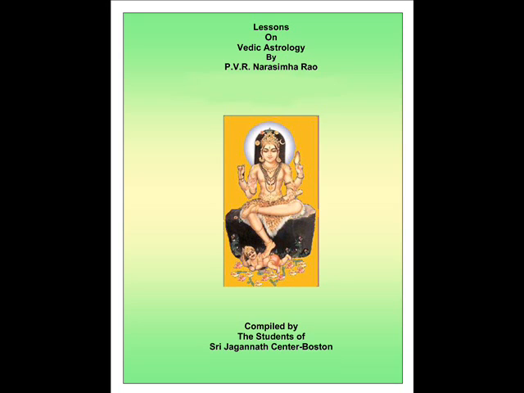What is Cancer? Moon. I know. What I meant is Cancer is a Chara Rashi, right? Movable. So it represents mass bodies of water which keep moving. Pisces is Dvisvabhava, dual, so it's either flowing or at some point it's not flowing.